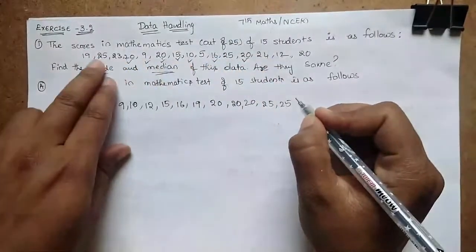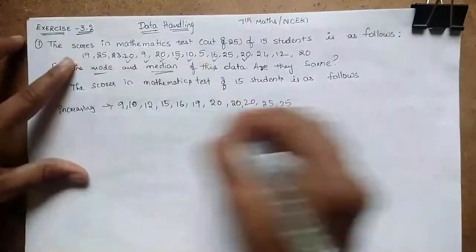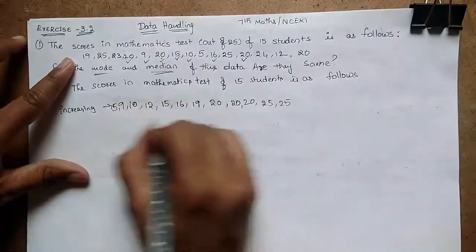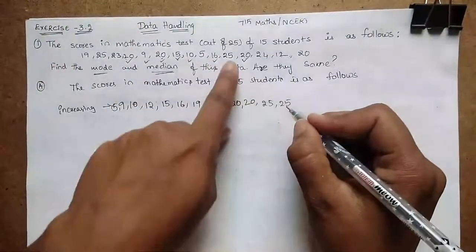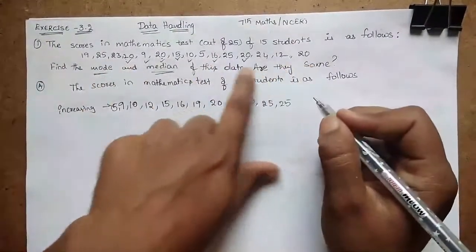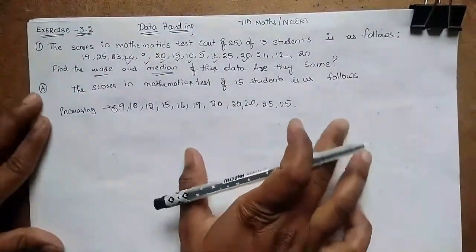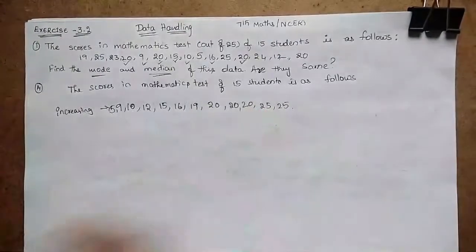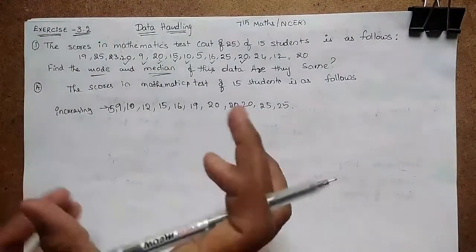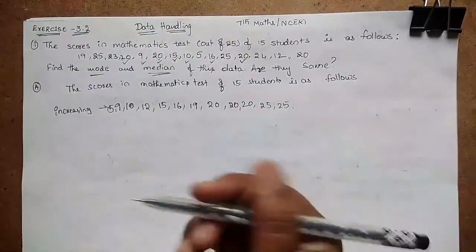Next, moving into the others, there was 5 at the starting, so 5, 25, 25, that was the last out of 25. So here is the increasing order. If you have an easier way, you may put it in tabular form, you may also choose that.